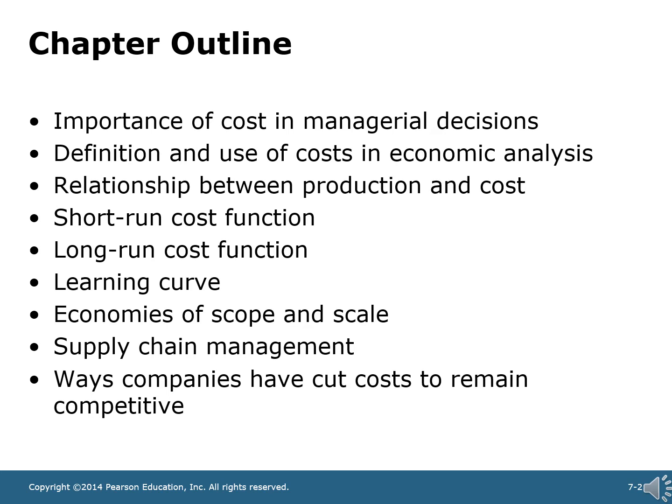Then, once we understand what cost is, we can develop a relationship between production and cost and see how what we learned in the last chapter is going to apply to this chapter. We'll then look at the cost function in both the short run and in the long run. Move on then to the learning curve, and then look at economies of scope and scale. We'll end by looking at supply chain management and the way that companies have to try to reduce their costs in order to remain competitive in a modern day business environment.